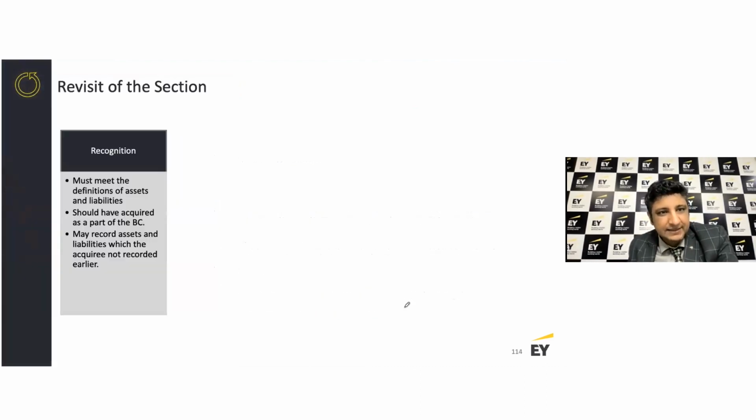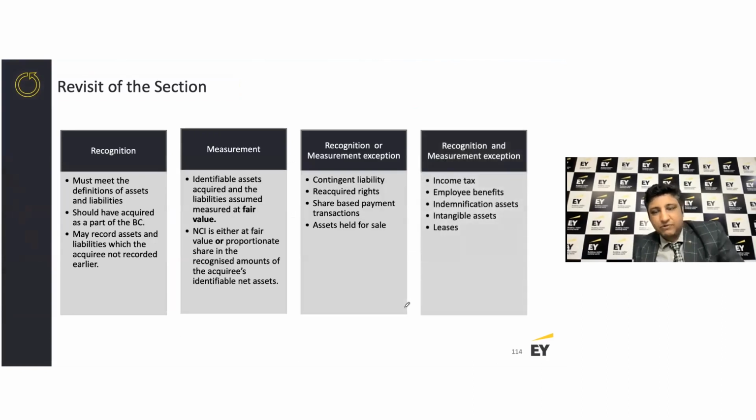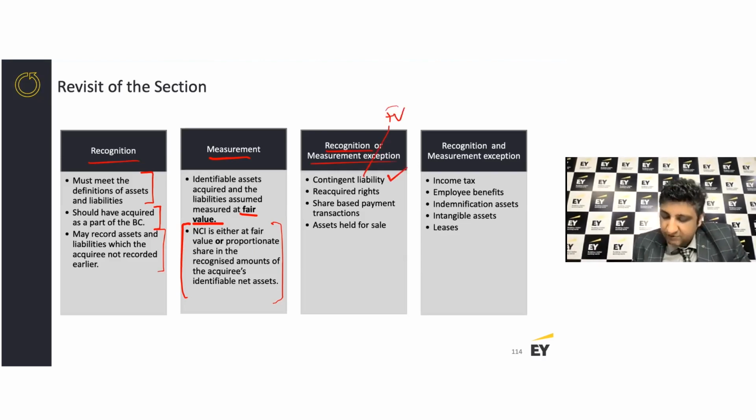All right, let's do a quick revisit of what we have all discussed so far. The recognition, we should recognize those assets and liabilities which meet the recognition criteria. Okay, at fair value, that's the measurement criteria, of course, right? NCI, we'll be discussing it when we discuss the next section of goodwill and bargain purchase. That's where the NCI has a role to play. So we'll be talking about that in detail, right? There are exceptions for the recognition or measurement with respect to contingent liabilities. Measure them at fair value if there is a present obligation.